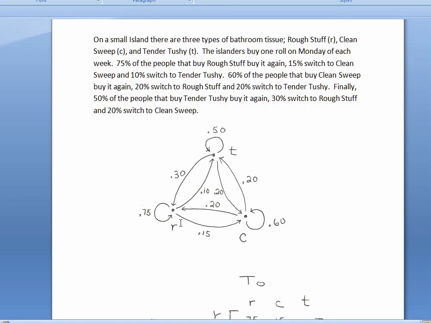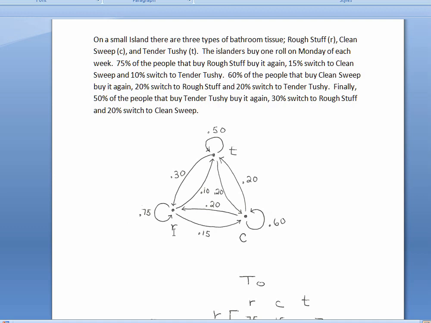Now, 60% of the people that buy clean sweep are going to buy it again. 20% of those people are going to switch to rough stuff, and 20% to tender tushy. Finally, 50% of the people who buy tender tushy are going to buy it again. 30% switch to rough stuff, and 20% switch to clean sweep. Now, all this information is recorded in this diagram right here. The diagram is called a transition diagram.